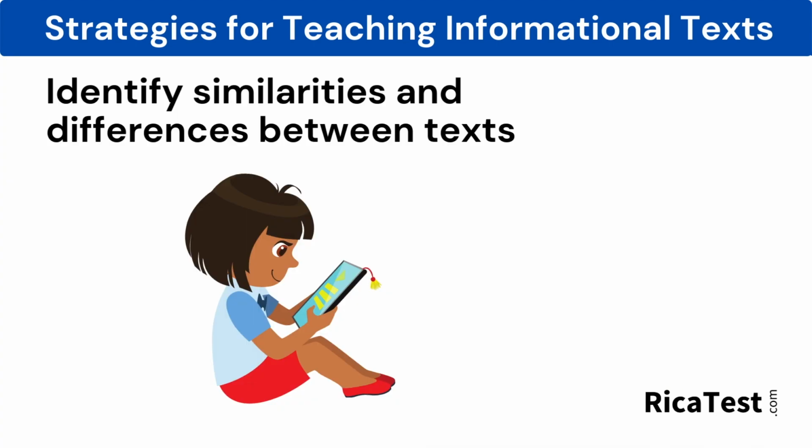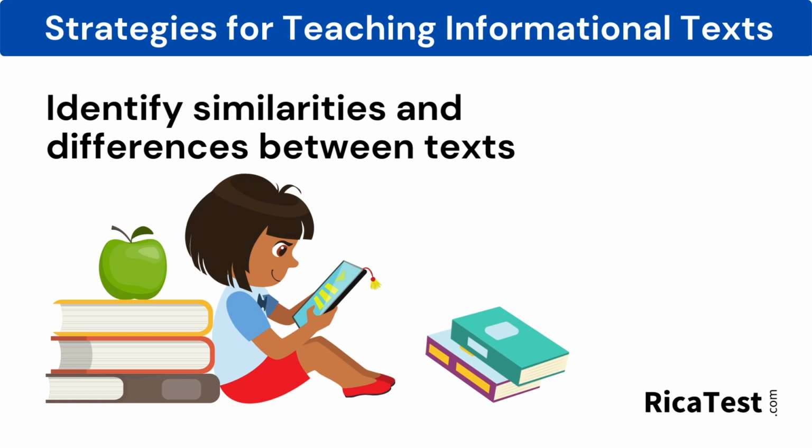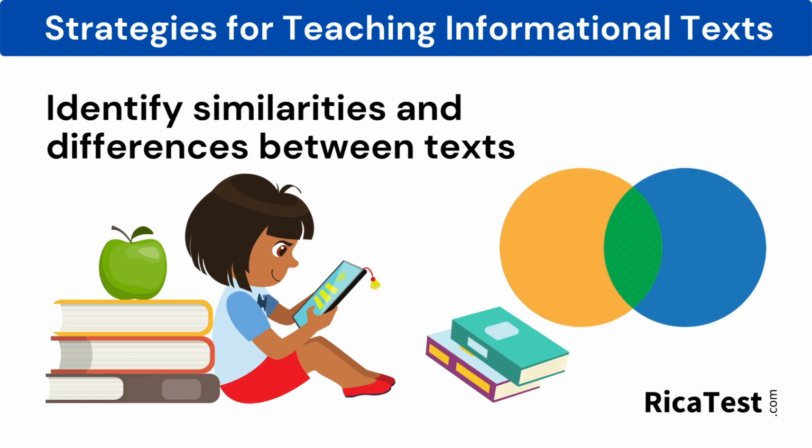The fourth strategy for teaching informational texts is to identify similarities and differences between two different texts. This is where students read two or more texts on the same topic and compare the information that they find. Teachers can provide a Venn diagram for students to write the information as they collect it.